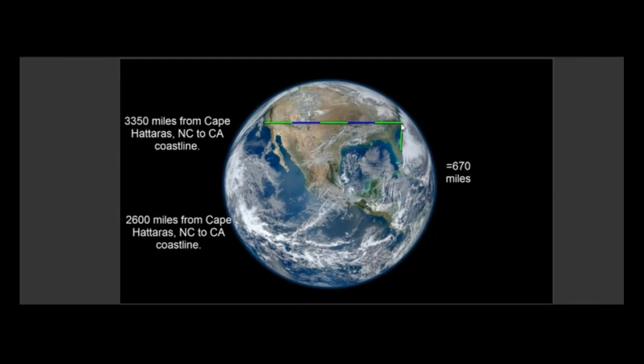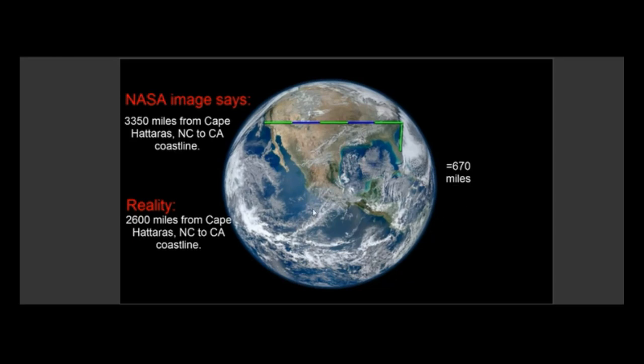According to the scale of the map itself, from Cape Hatteras, North Carolina, to roughly San Diego, Los Angeles area is 3,350 miles. But when you do the exact same thing on Google Earth, it's 2,600 miles from Cape Hatteras, North Carolina, to the coastline. So what does that mean? That means we have about a 23% error rate on this image. It doesn't matter how much of the edges they have cut off. The edges make no difference whatsoever.